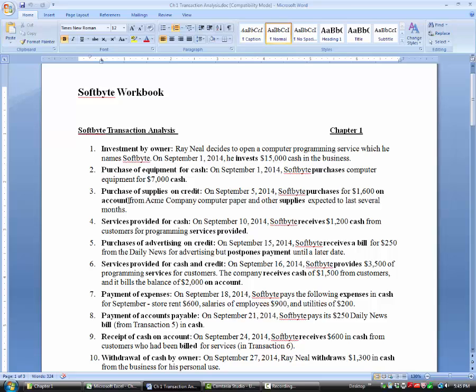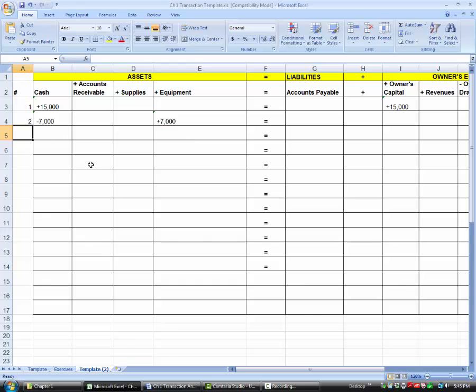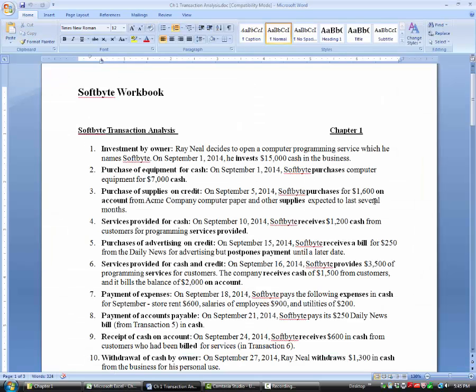The third transaction has us purchasing supplies on credit. On September 5th, 2014, Softbyte purchases $1,600 on account from Acme Company, computer paper and other supplies expected to last several months. So again, we're the accountants at the company. So we picture now all the supplies coming in from Acme. So we have more supplies and we did not pay cash.